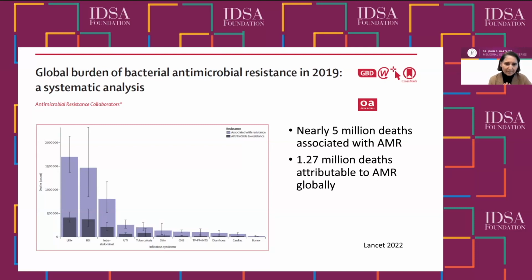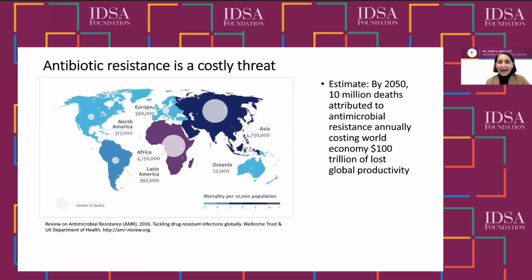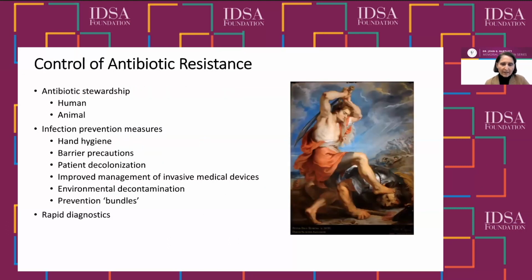Next slide. And antibiotic resistance is a very costly threat. This figure is taken from a study done by the UK Health Department and the Wellcome Trust. And they estimated that by 2050, there will be 10 million deaths attributable to antibiotic resistance annually, costing the world economy about $100 trillion in lost global productivity. And as you can see, the majority of those deaths are predicted to occur in Africa and in Asia.